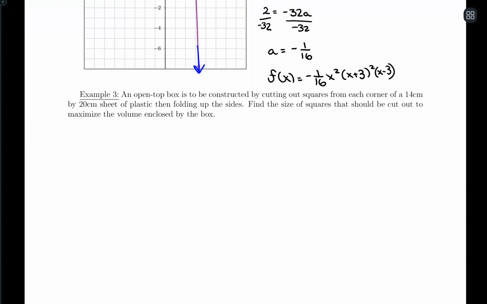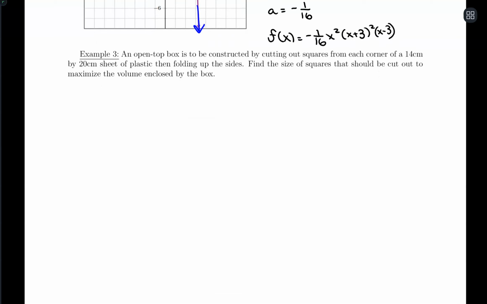All right, our last one here is a word problem. We have an open top box, and we want to construct it by cutting out square corners of a 14 by 20 centimeter sheet of plastic, then folding up the sides. So what this looks like, if I draw a rectangle here, so here's our 14 by 20.